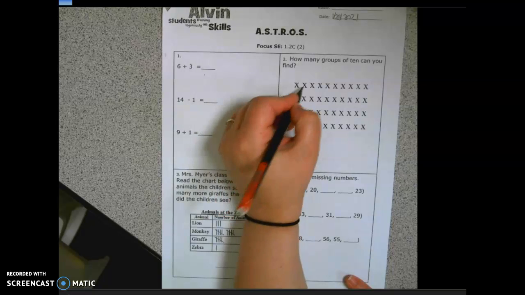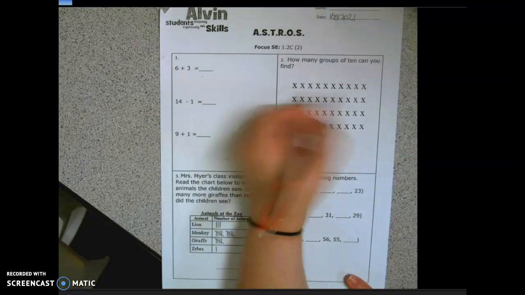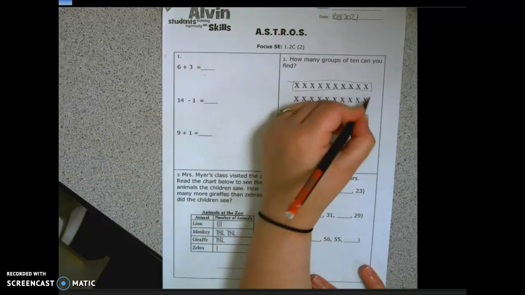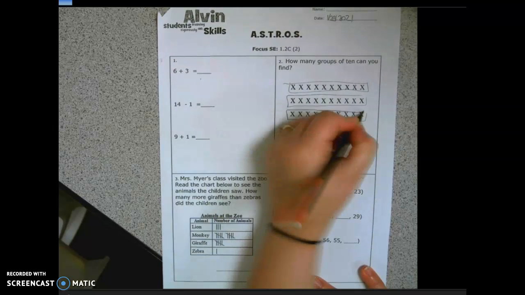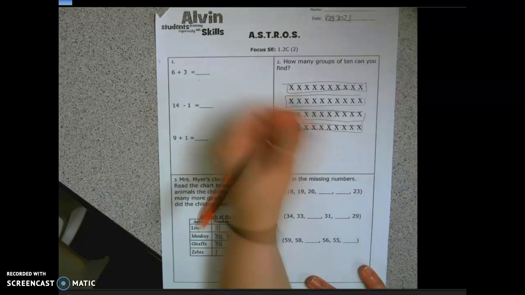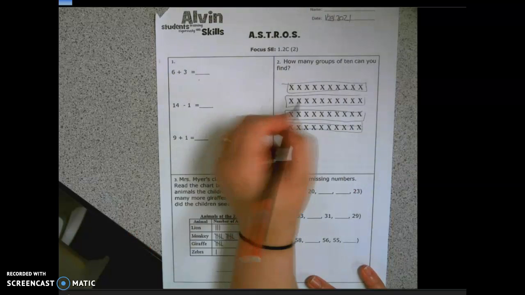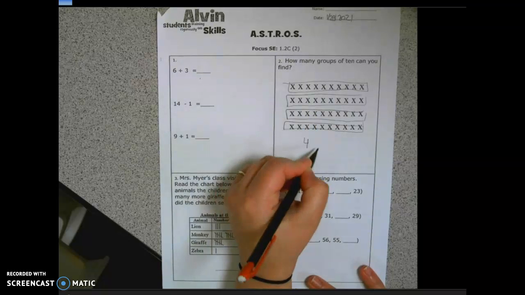So I'm going to count 1, 2, 3, 4, 5, 6, 7, 8, 9, 10. Well, I know this row is a row of 10. So I could go 1, 2, 3, 4. You could have also done it with 4 and 2, 4 and 2, 4 and 2 to get 4 groups of 10. However you wanted, as long as you found 4 groups of 10.